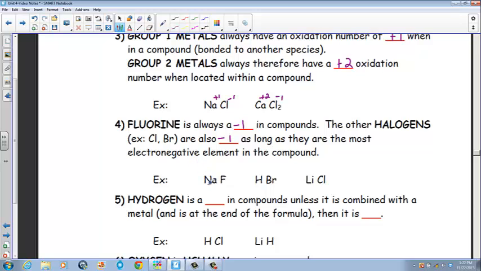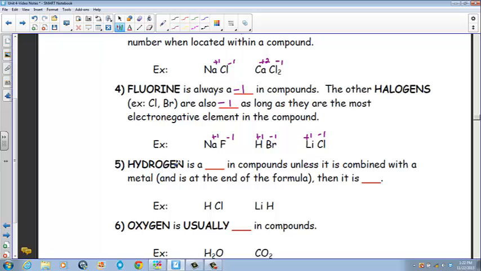So here is an example. You have sodium fluoride, hydrogen bromide, and lithium chloride. These are all examples of the charges that they take in these bonds. So sodium is a +1, fluorine is going to be a -1 here, hydrogen is a +1, bromine -1, lithium +1, chlorine -1.